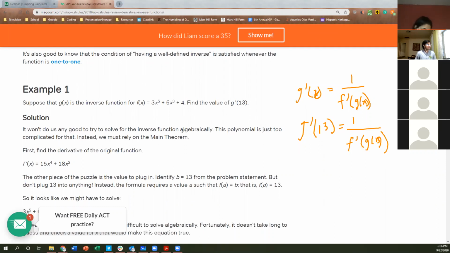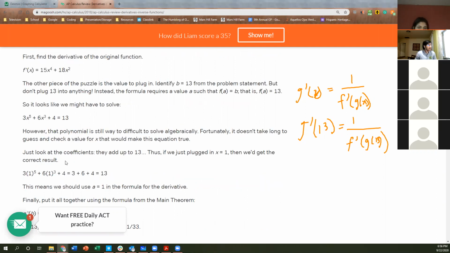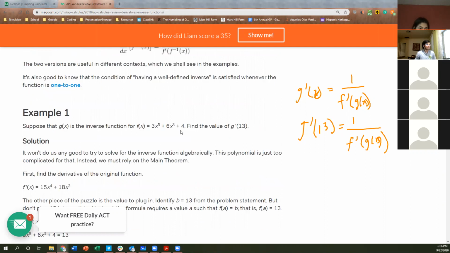How do we know what? We would have to solve for the inverse of this. Okay, we need to figure out. Ideally, they would give you g of 13, but they don't give that to you in this problem. Oh, they just use trial and error. Okay, so by trial and error, we can think of a number that when you plug it in, it equals 13. When x equals 1, 3 plus 6 is 9 plus 4 is 13. So the answer is 1.